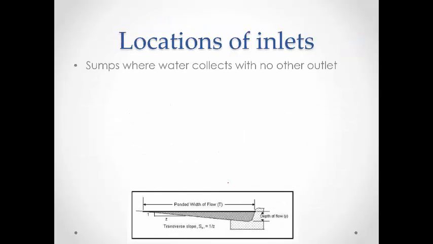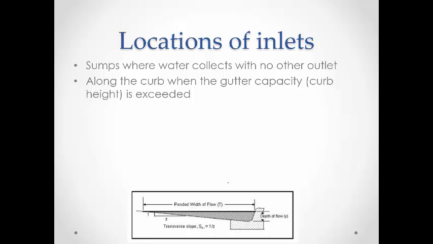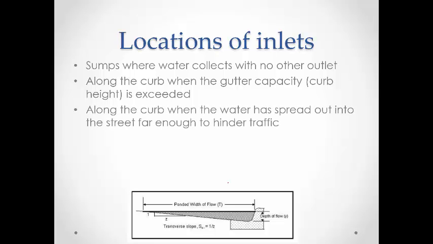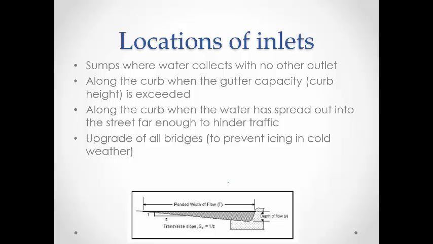Okay. Where would you locate the inlet? Of course, you're not going to put it at the highest spot of the street. You have to put it where the water collects with no other outlet, along the curb when the gutter capacity is exceeded, and you don't want that water to go onto the sidewalk, for example. And it's important to place it in locations where the water has spread into the street and it affects traffic. So you need to put an inlet there.